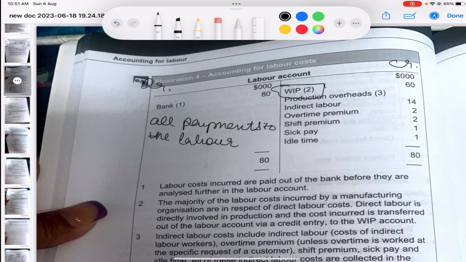Now, what have you transferred to your work in progress? All the direct labor costs you have transferred to the WIP. And what are you transferring to production overheads? All the indirect labor costs you are transferring to the production overhead. And then you have the indirect labor, overtime premium, shift premium, sick pay, idle time. All this we have anyway discussed.